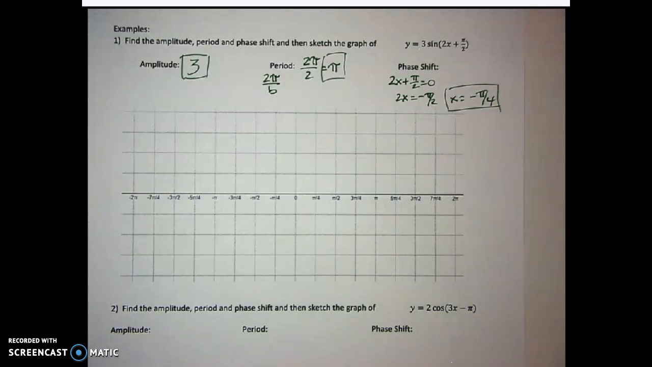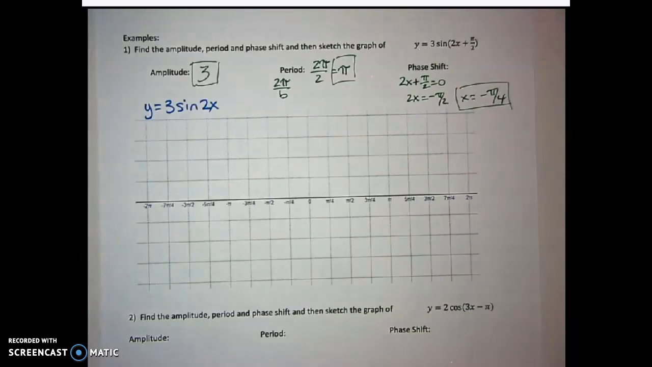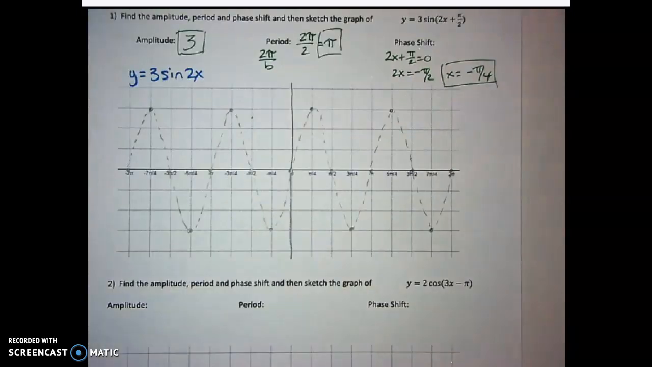So the way we're going to graph these, first of all, is going to be to graph everything except for the phase shift. So we're going to base it off of our basic sine graph. We're going to have an amplitude of 3, and instead of having a period of 2 pi, we're going to crunch that all into a period of pi. This isn't my final graph, so I've graphed y equals 3 times the sine of x, and I've just kind of graphed them together in a light dashed line.